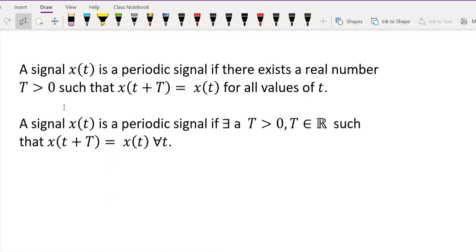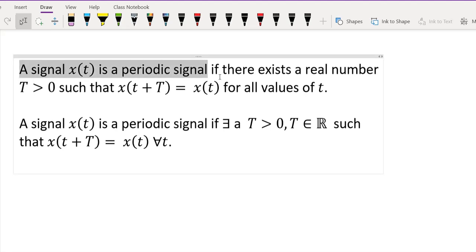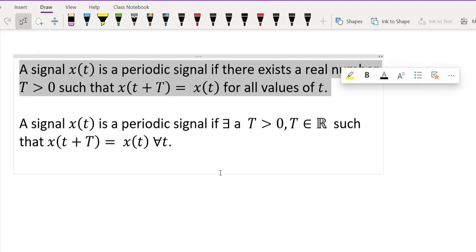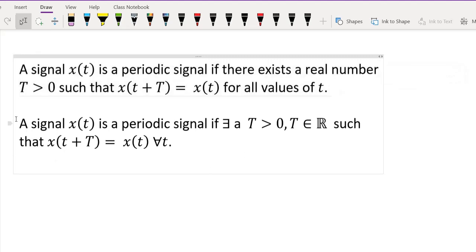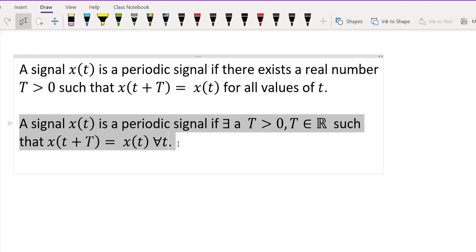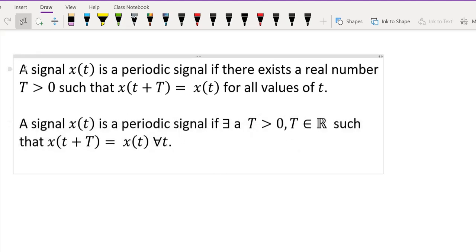This is a good time now to introduce some notation. So I have the same definition for the continuous time periodic signal here. And this other statement is exactly the same, but uses some more notation, and let's talk about that. So here it says a signal x of t is a periodic signal if there exists, right? So in math, we have a notation for a symbol to say there exists because this phrase comes up so often, it is convenient to use a symbol.